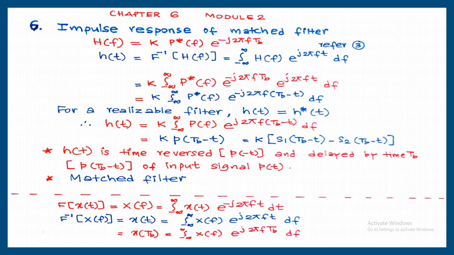And what is that matching? That matching is written here, k into p of tb minus t, where k is a gain of the filter, p of tb minus t is a time reversed and delayed version of input signal p of t. And p of t is s1 of t minus s2 of t. S1 of t representing logic 1 signal, S2 of t representing logic 0 signal. So once you know these two signals, p of t can be determined. From p of t, impulse response can be determined.